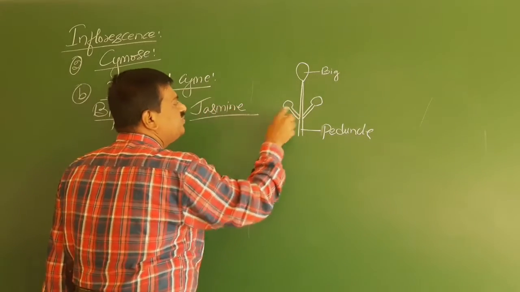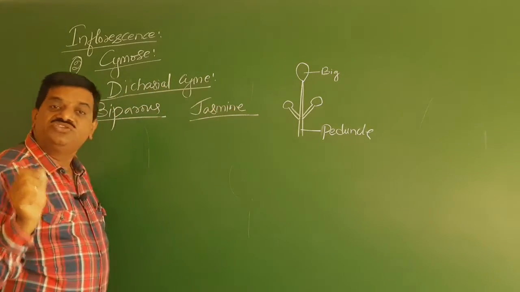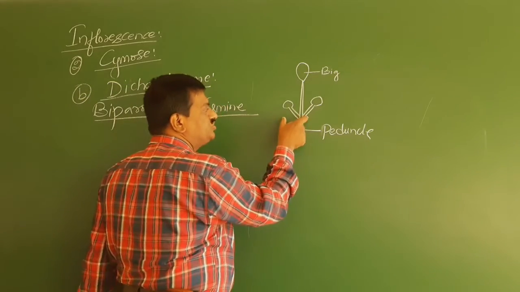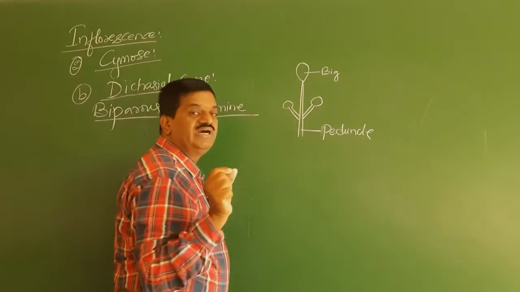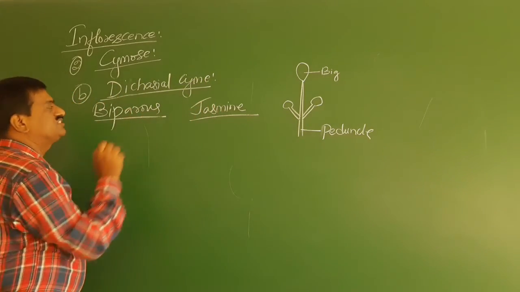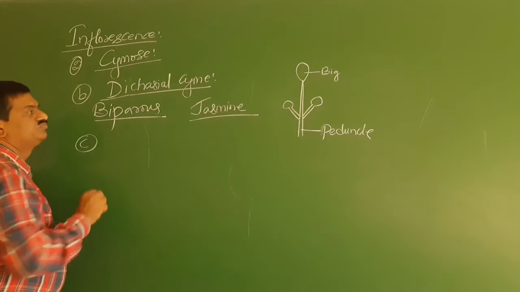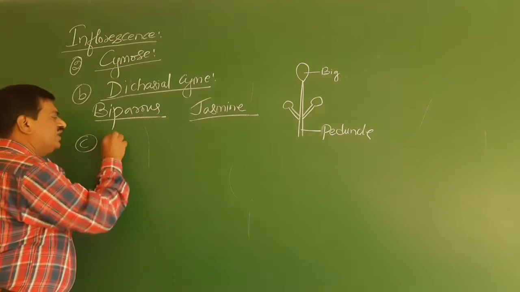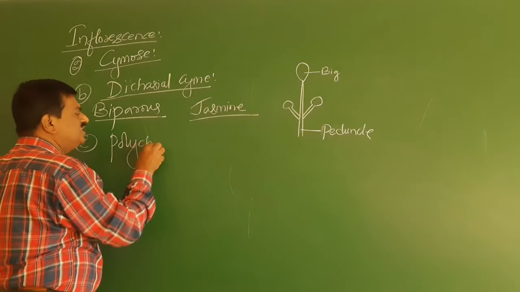In jasmine we can see there are only three flowers, two in small bud condition and one bigger flower. Like this dichasial cyme, on both sides there are flowers. Now we go for the other one called polychasial cyme.